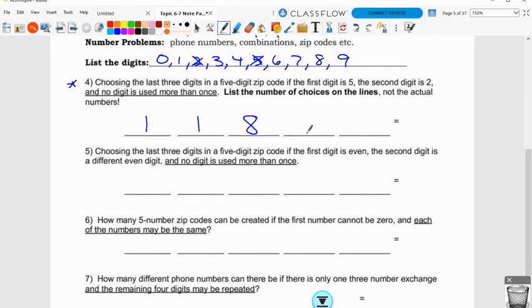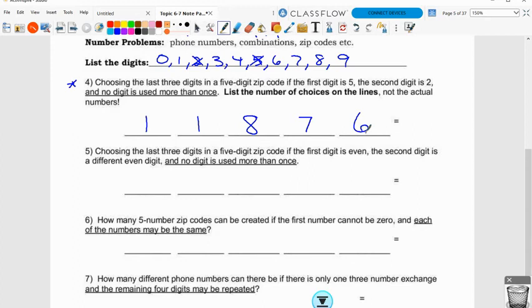So for the fourth digit, I can use any of them that I had before except for the one that I used here, which means I'm going to have only 7 choices for the fourth digit. Whatever digit I used here, I can't reuse it. So instead of having 8 choices, I have 7 choices. And now for the last digit, again, I had 7 choices before. I'm going to pick one of them to use that I can't use again. So that means I'm going to have 6 choices for the last digit.